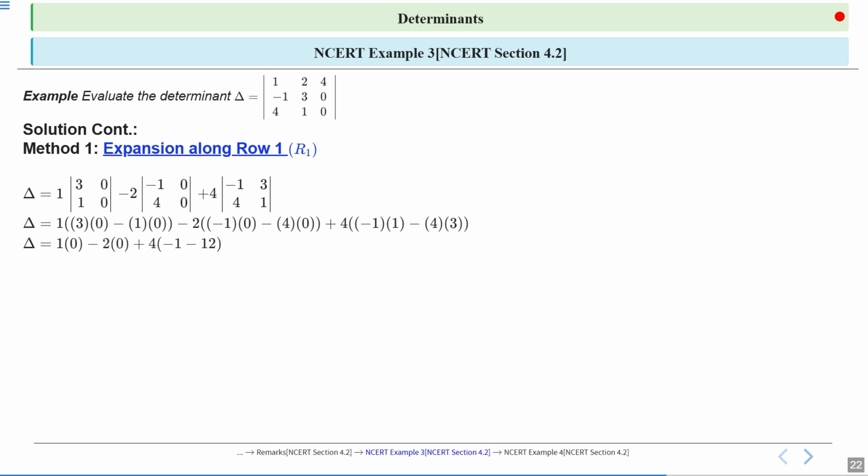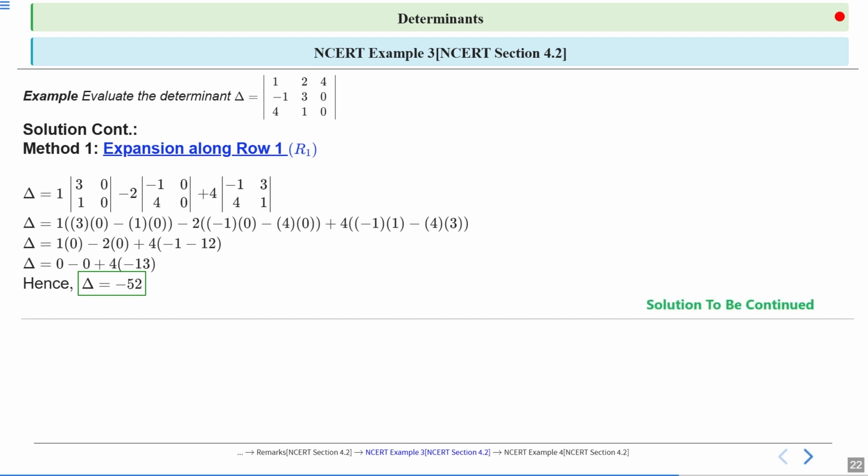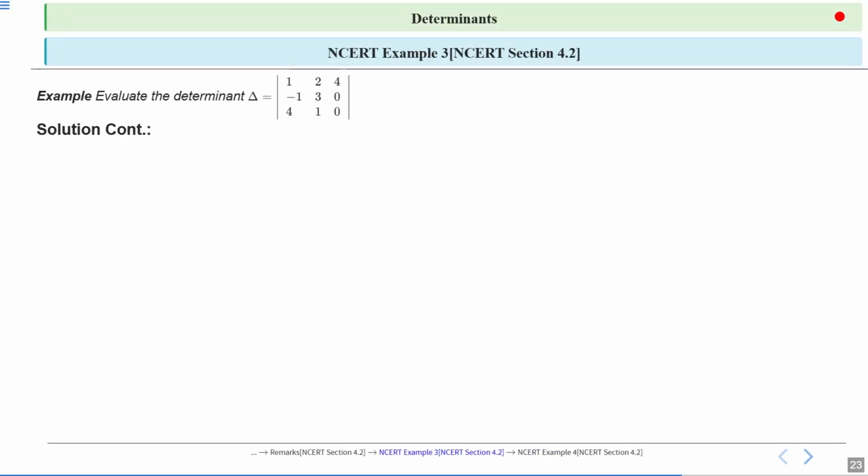So we get 1 into 0, minus 2 into 0, and plus 4 into (-1 minus 12). So we get the determinant as 0 minus 0 plus 4 into minus 13. That is minus 52. Okay, clear? Okay.